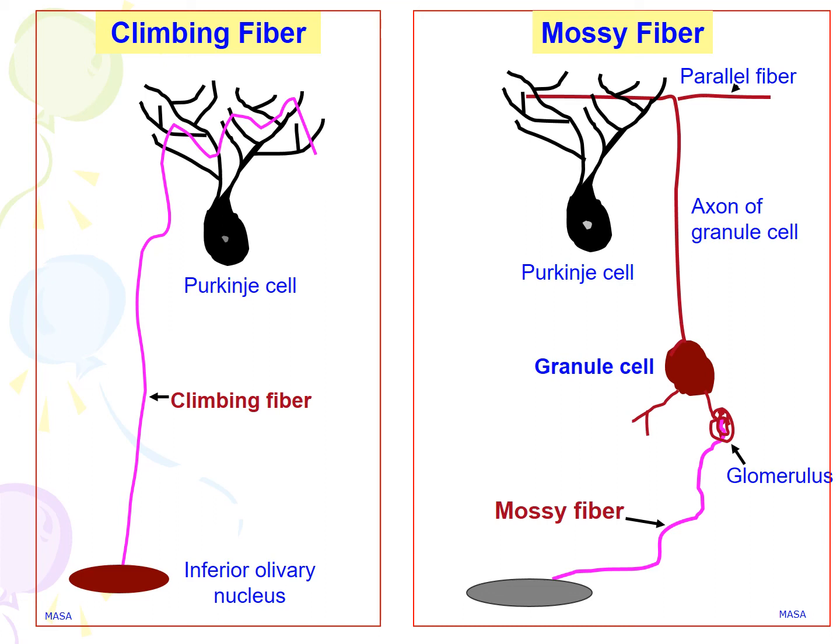And these fibers form a rosette and make contact with granular cells. They may contact Golgi cells to form the glomerulus. And from this, the impulse carried by the mossy fibers will be carried by the granular cells into the parallel fibers. And mossy fibers make contact with thousands of Purkinje cells.